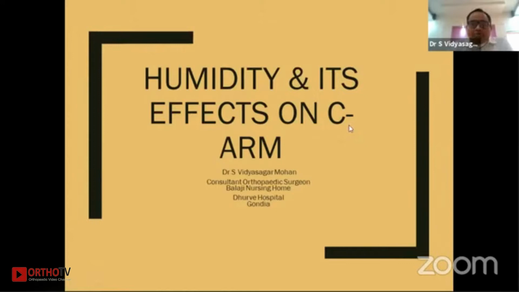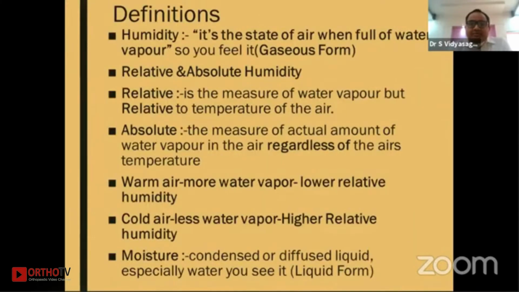So I am going to talk about humidity and its effects on C-arm. First of all, let me start with the definitions, understanding what is humidity, what is moisture. Humidity is the state of air when it is full of water vapor, so you feel it basically. It is divided into two types, the relative as well as the absolute humidity. Relative is relative to the temperature of the air, whereas absolute is regardless of the air temperature. Warm air means more water vapor and it causes lower relative humidity, whereas cold air has less water vapor and it causes higher relative humidity. Moisture is the condensed or the liquid form which we can see on the surfaces basically.